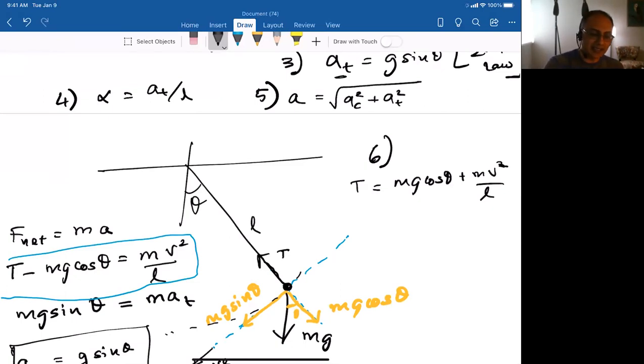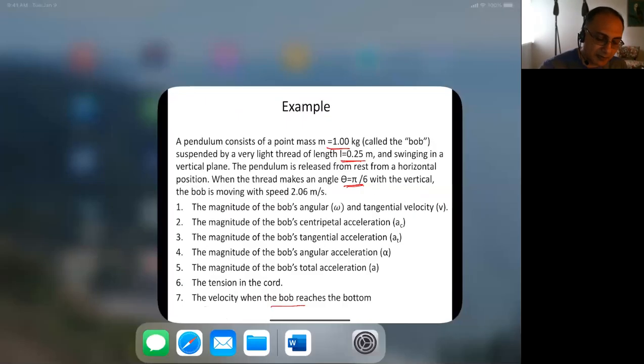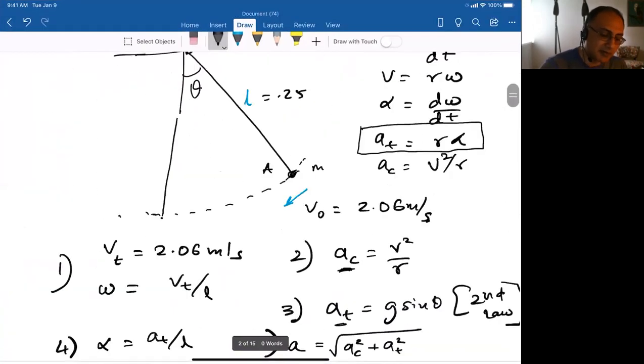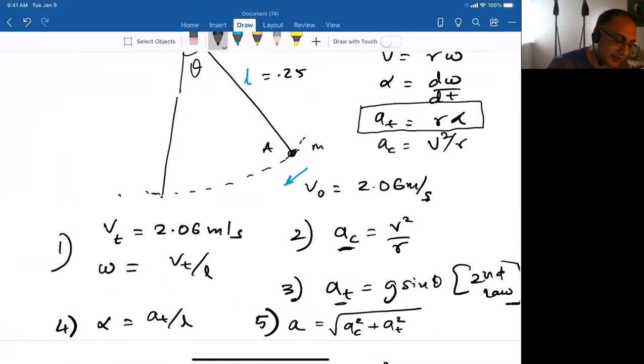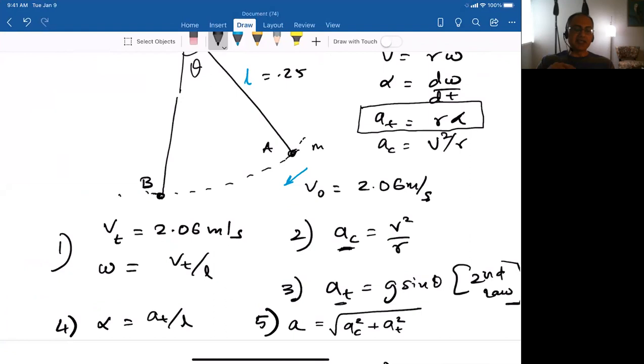Finally, another question that I just put in, which might not be in your version of the PowerPoint, is the velocity of the bob when it reaches the bottom. How would I find that? I know the velocity of the bob at point A. How would I know the velocity of the bob when it gets to point B? Could you divide theta by the time it takes to get from A to B? Well, that would give me an average speed, right? But I'm interested in the instantaneous velocity at point B. So how would I find that?